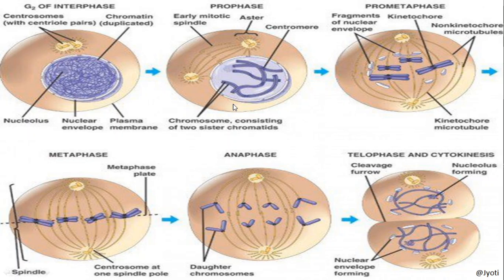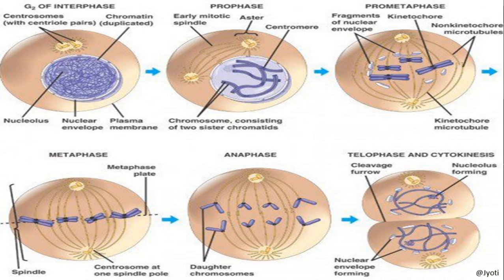So what are the key events? The key events are that the centrosome moves towards the opposite pole. The centrosome produces the asters and the spindle fibers, which together constitute the mitotic apparatus. The nuclear envelope and the nucleolus start disappearing. The chromatin fiber or the chromosomal material condenses to form the chromosomes, and each chromosome consists of two chromatids joined at the structure known as centromere. So these are the key events of prophase.